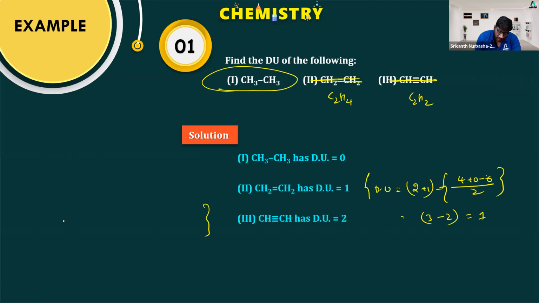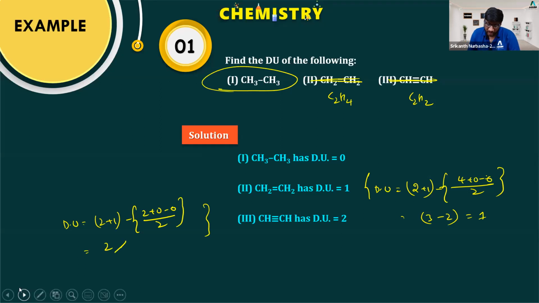So here the degree of unsaturation for C2H2: 2 plus 1 minus 2 plus 0 minus 0, whole divided by 2. That is nothing but 2. So 2 pi bonds are there and you cannot have a ring because only two carbons are there. Ring is not a possibility. So there is a triple bond. And you cannot have two double bonds also because only two carbons are there.